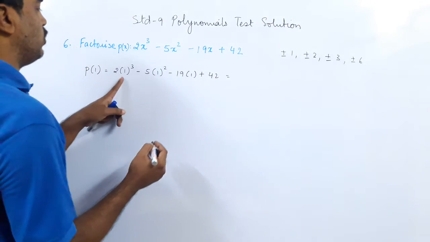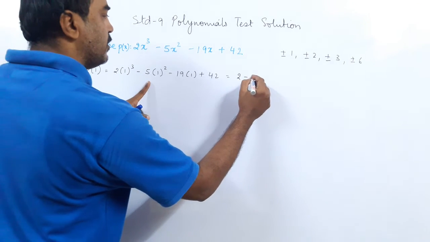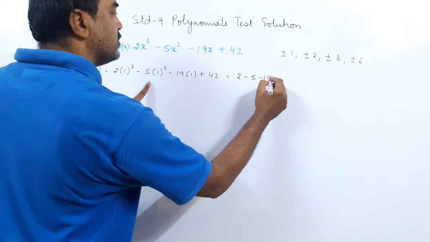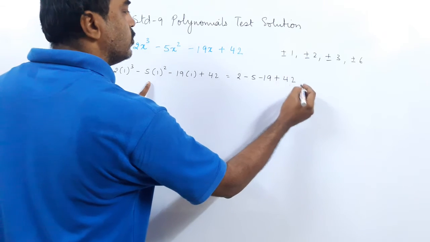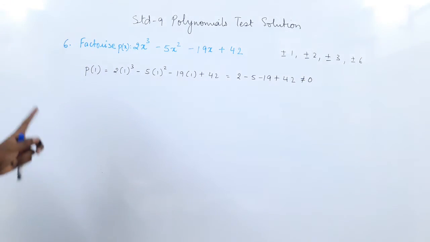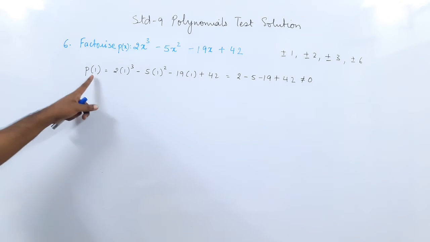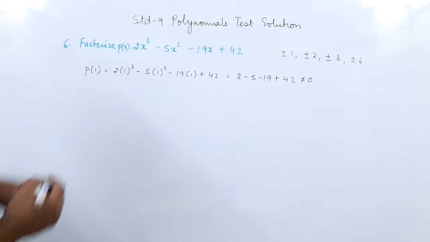How much do I get? 1 cube is 1, 1 two's are 2, 2 minus 5 minus 19 plus 42. You will find this is not equal to 0. So, what do you get? x minus 1 is not a factor.